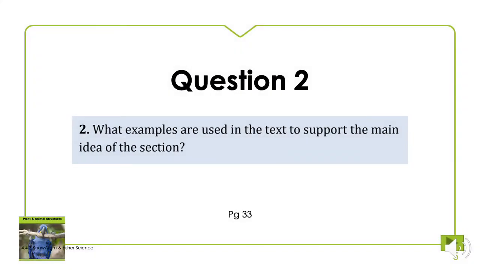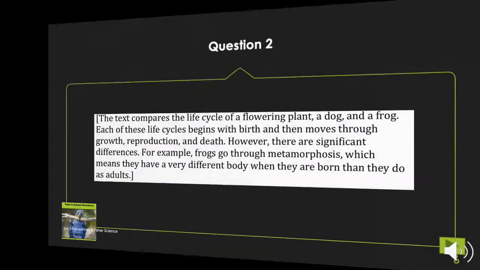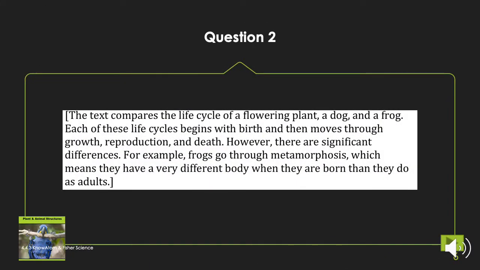Question 2. What examples are used in the text to support the main idea of the section? The text compares the life cycle of a flowering plant, a dog, and a frog. Each of these life cycles begins with birth and then moves through growth, reproduction, and death. However, there are significant differences.